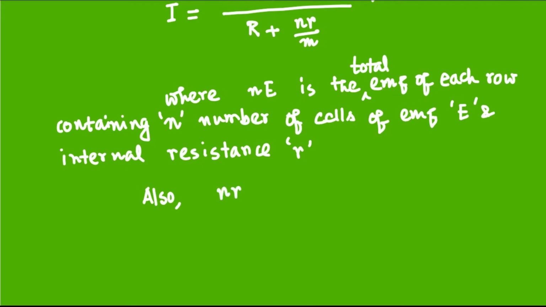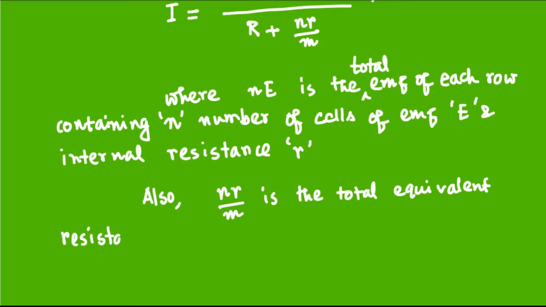Also, nr by m is the total equivalent internal resistance of mn number of cells.